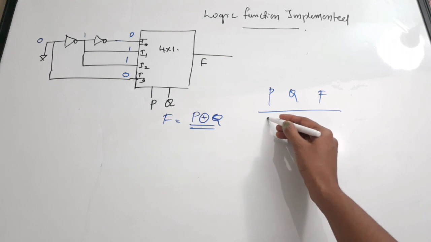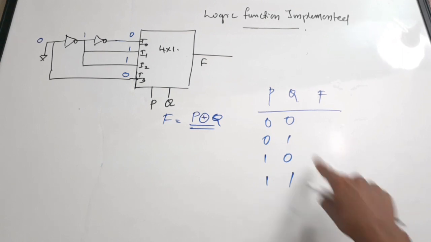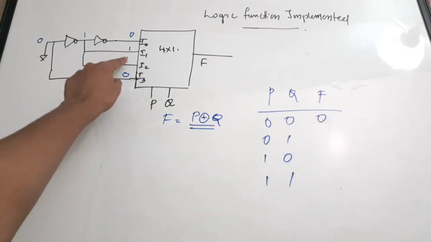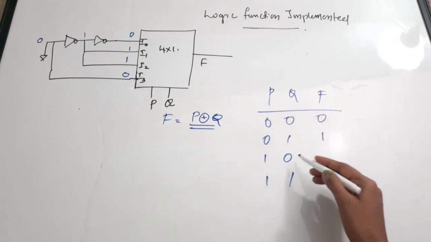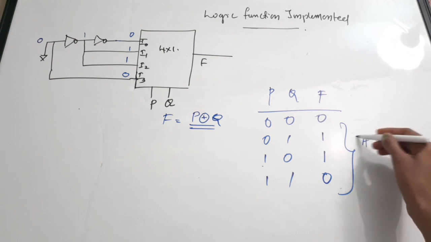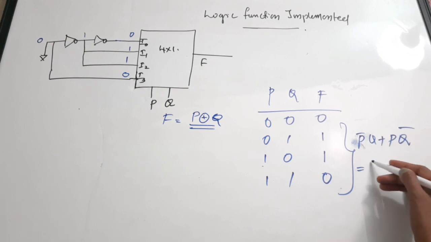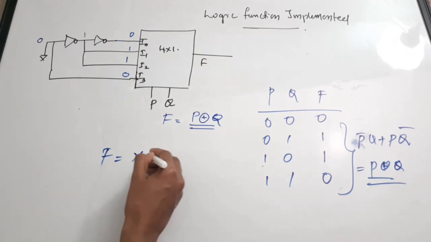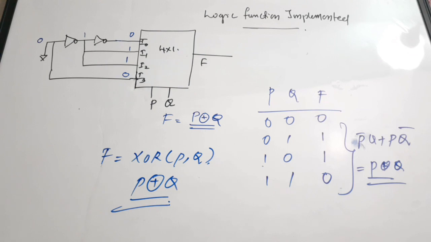We'll see for various combinations 0, 0, 0, 1, 1, 0 and 1, 1, what is the output coming. For 0, 0 combination, which line is getting selected? It is I0, and 0 is the input for I0. Then for I1, 0, 1, it is 1. For I2, 1, 0, I2 is 1. I3 is 1, 1, it is 0. So it is P bar Q plus P Q bar. That is nothing but P XOR Q. Okay. So the function is F equal to XOR of P and Q, or it is P XOR Q is the logic function implemented.